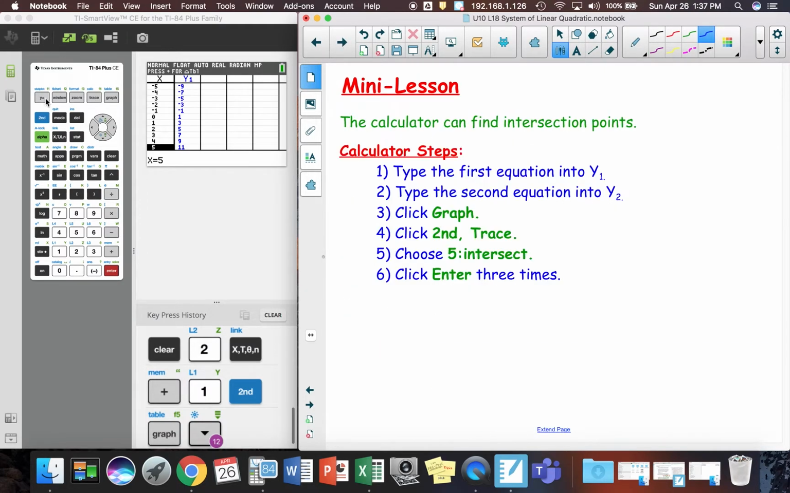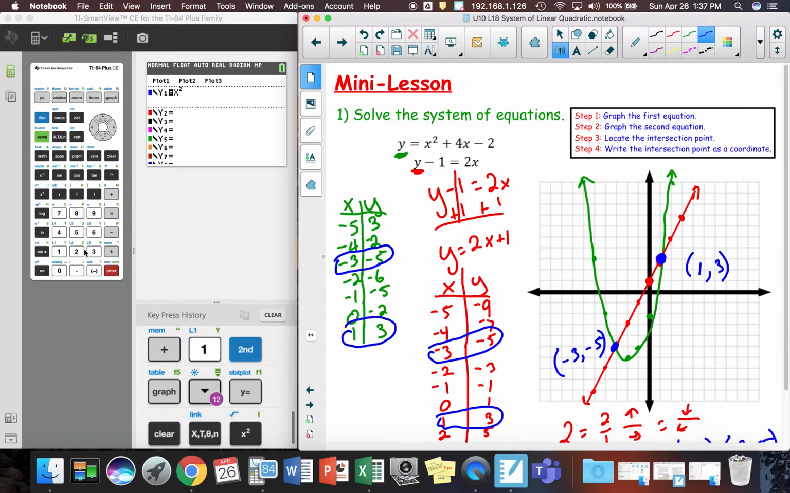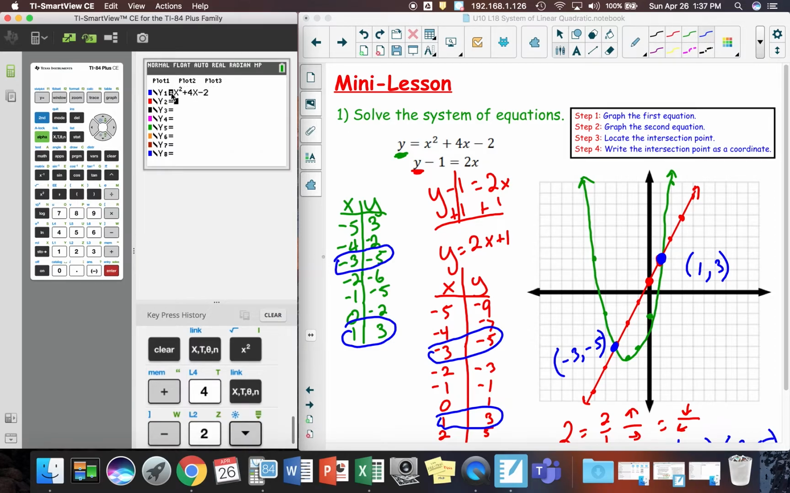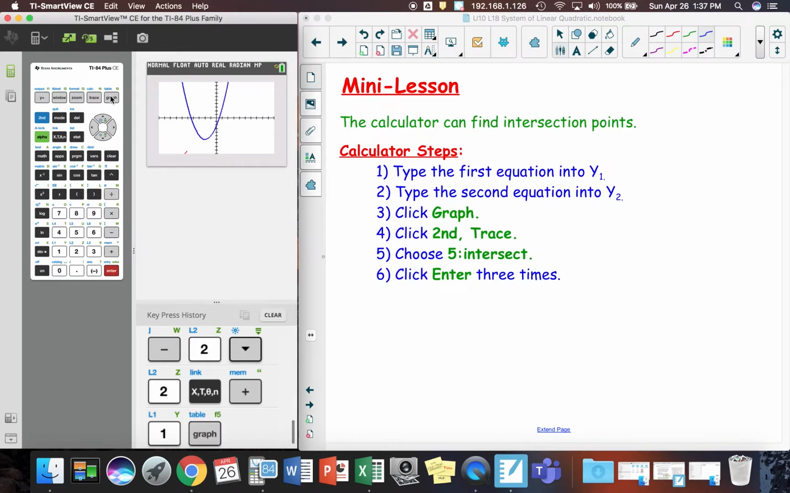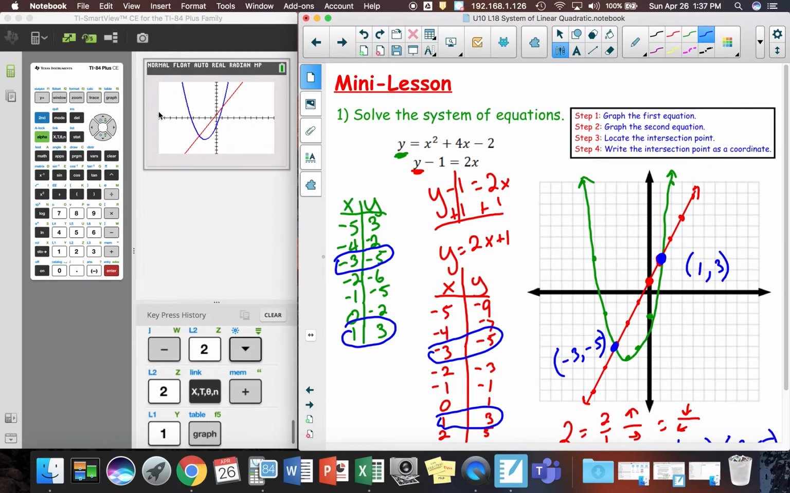So I'm going to type in the first equation. We had x squared plus 4x minus 2. And we're going to type in the second equation into y2. The second equation was 2x plus 1. So we have both of our equations. And then it says to click graph. As you can see, this is the same drawing that we have over here, except this one's a little bit nicer.